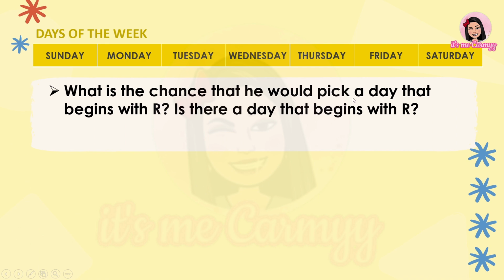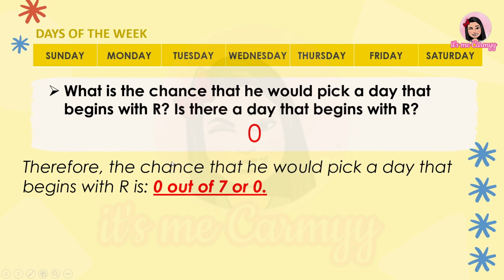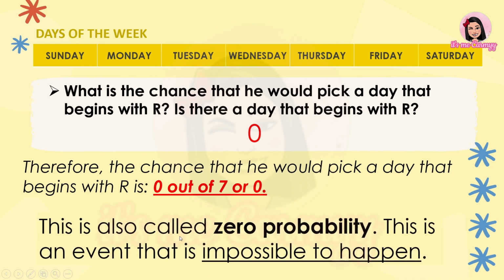What is the chance that she would pick a day that begins with R? Is there a day that begins with R? We have S, M, T, W, T, F, and S. So basically 0, because there is no day that begins with letter R. So therefore, the chance that she would pick a day that begins with R is 0 out of 7, or there is none. This is also called zero probability. This is an event that is impossible to happen.